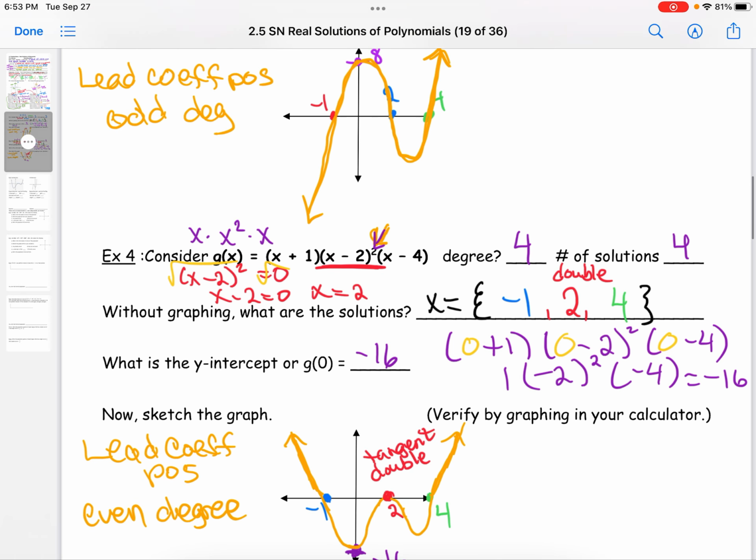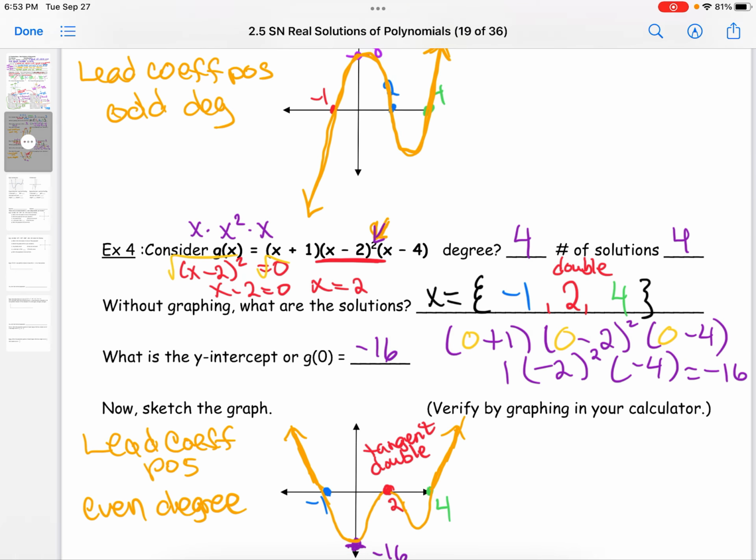So if you compare the graphs on example 3 and example 4, you can definitely see what effect that tangent root has on the graph. It changes the degree, it changes the directions, it changes that bounce on that double root.